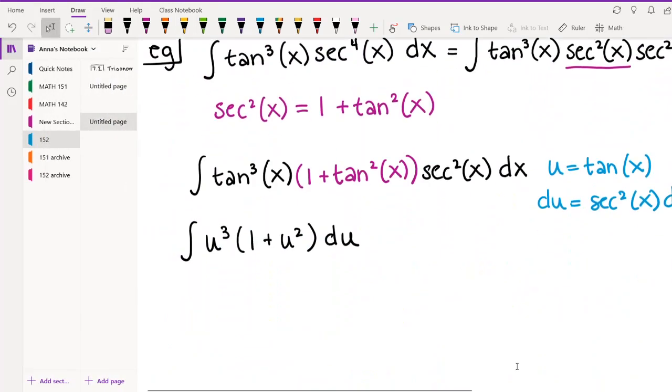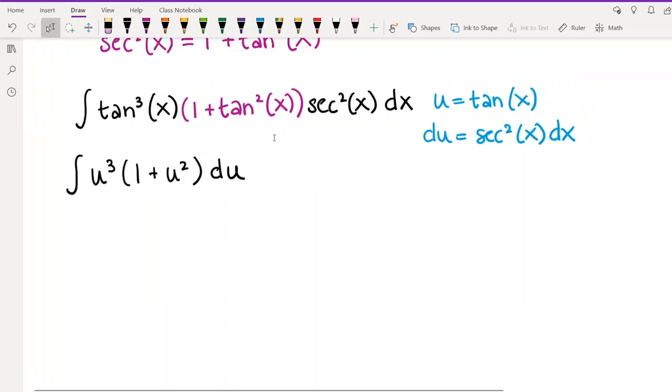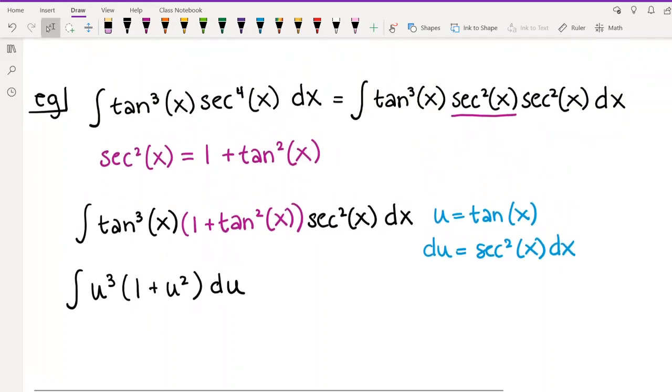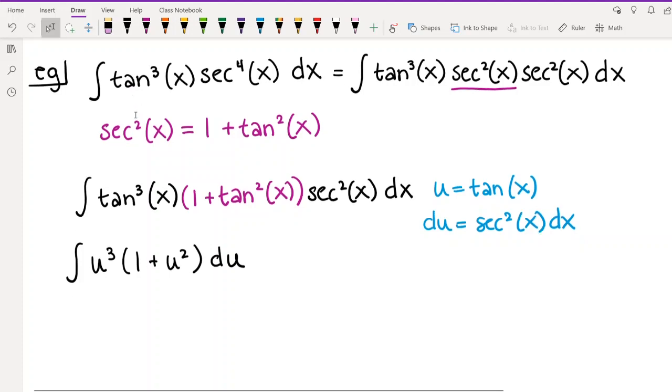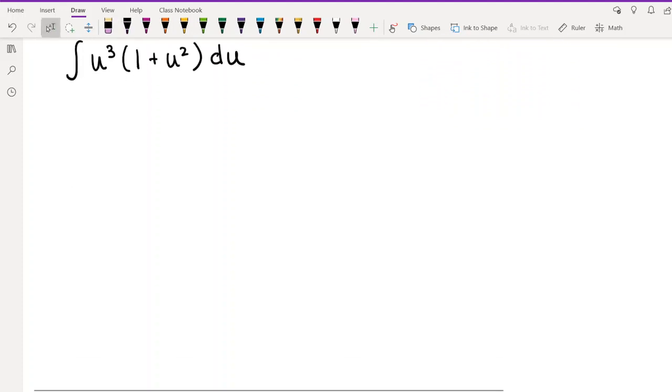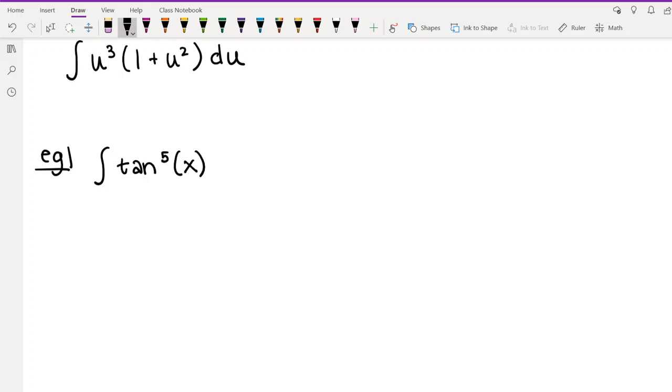So this is going to be now, we actually could just do the same example because like I said, all that needs to happen is the exponent on tangent needs to be odd for us to use this next approach, but let's do a different example just to make things a little bit more interesting. So let's do the integral of tangent to the fifth of x times secant to the seventh of x.